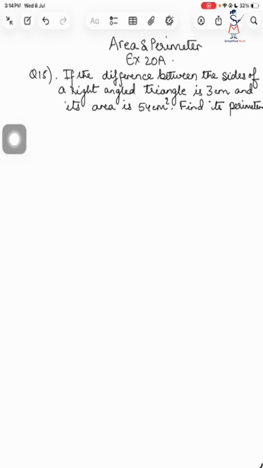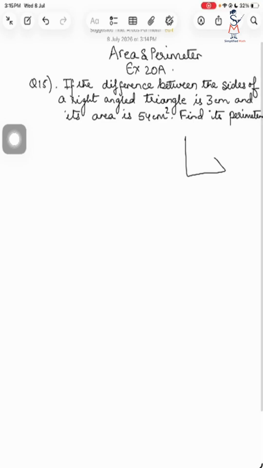We are doing area and perimeter, exercise 20A, question number 15, class 9th. If the difference between the sides of a right angle triangle is 3 centimeter and its area is 54 centimeter square, find its perimeter. It is a right angle triangle, fine, and the difference between the sides of a right angle triangle is 3 centimeter.